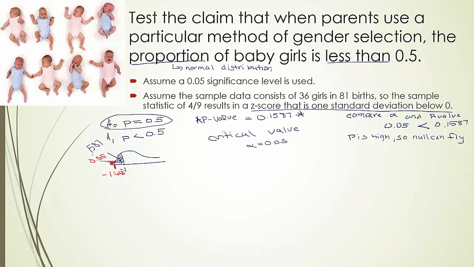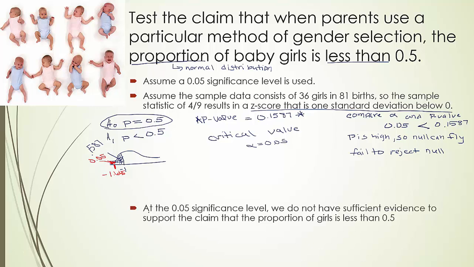We don't have evidence to reject the null. And so we would use in statistics the words "fail to reject the null," and then we want to put that into common English. So in common English, we either want to use the significance level or the 95% confidence that coordinates with that. One way of saying this is: at the 0.05 significance level, we do not have sufficient evidence to support the claim that the proportion of girls is less than 0.5.